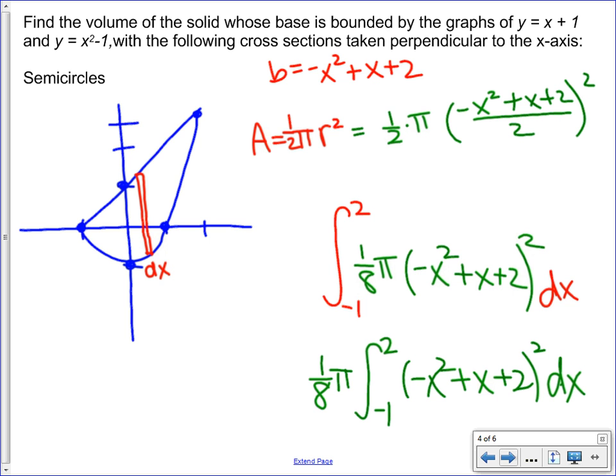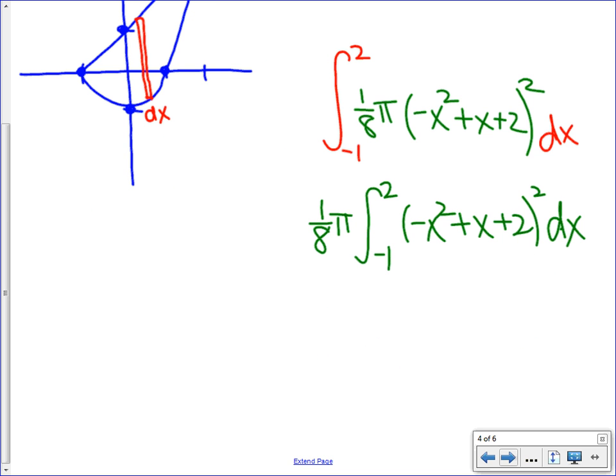So you can integrate this and then multiply it by 1/8 pi if you want to. I got 81 pi over 8. Do you agree? I got one.